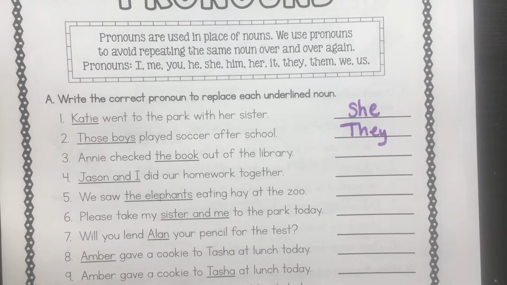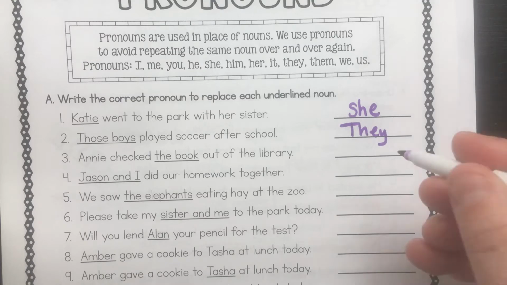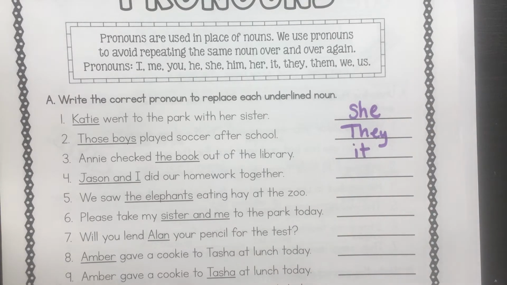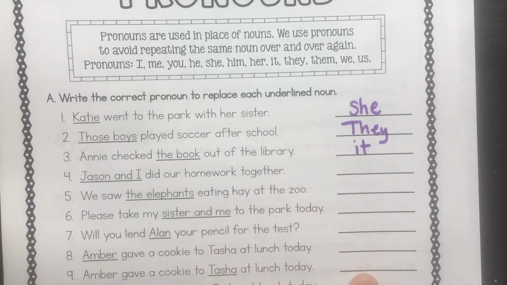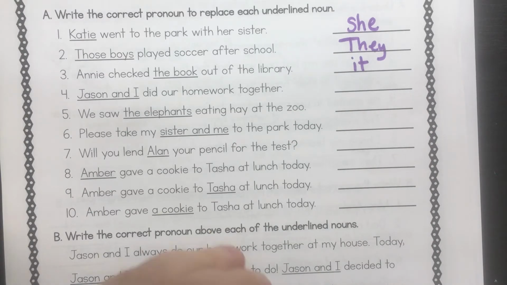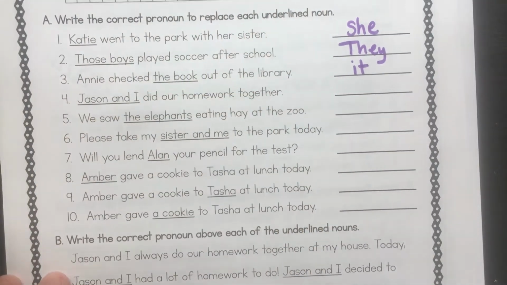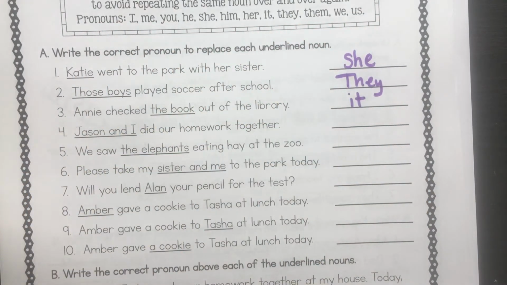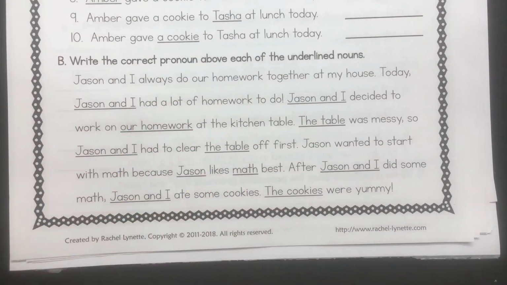Annie checked the book out of the library. Annie checked what out of the library? Annie checked it out of the library. All right, so you're going to go ahead and finish these ones up. Okay, replace the underlined words with a pronoun. And if you're like, I don't know what to do, look at these given pronouns to help you. Okay, there's a bunch of them listed. Then on the bottom of the page it says to write the correct pronoun above the underlined nouns.